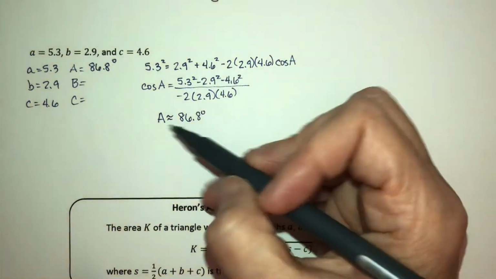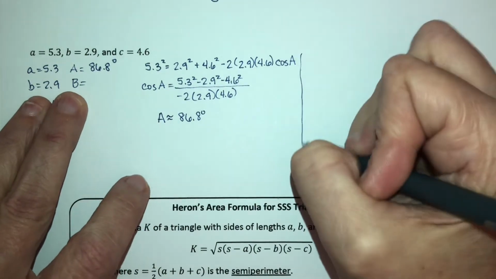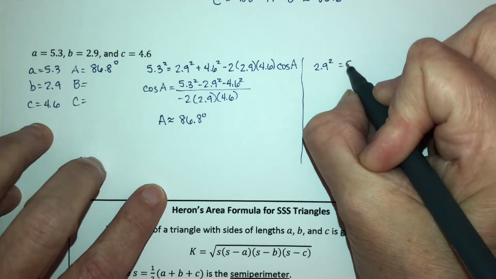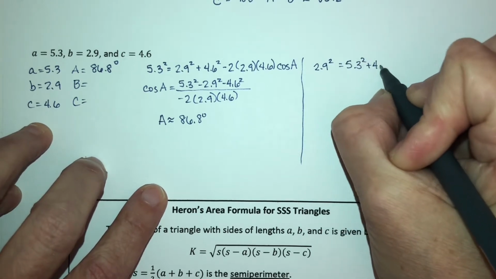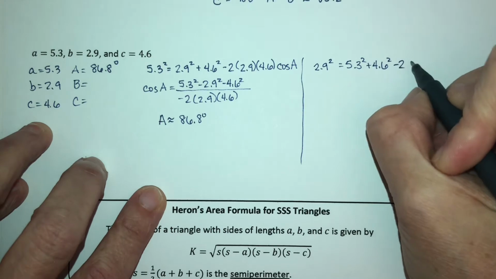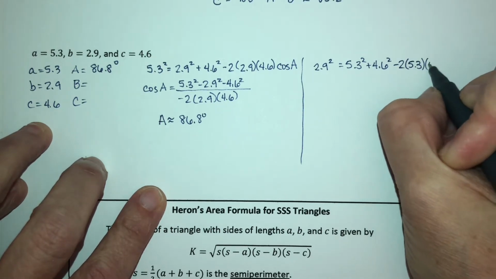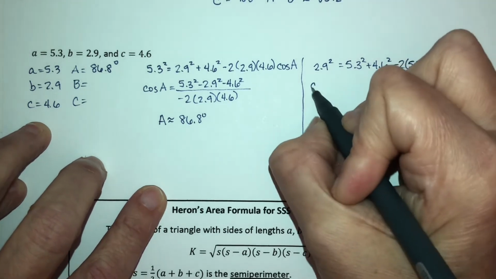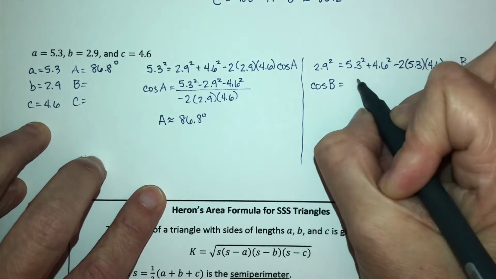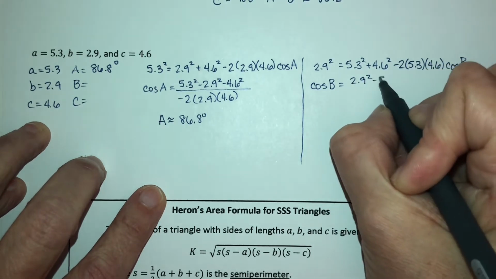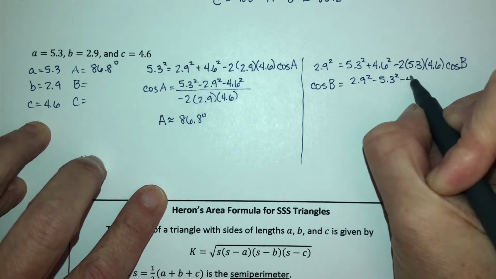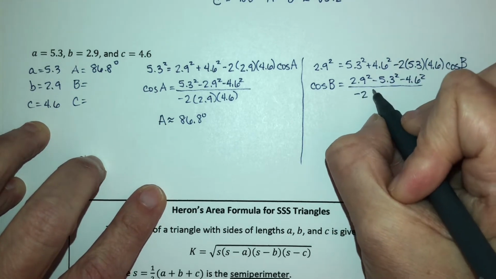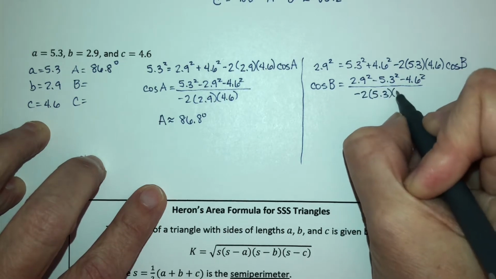Okay, now let's find angle B. So I would have 2.9 squared is equal to 5.3 squared plus 4.6 squared minus 2 times 5.3 times 4.6 times cosine of angle B. So cosine of B is 2.9 squared minus 5.3 squared minus 4.6 squared divided by negative 2 times 5.3 times 4.6.